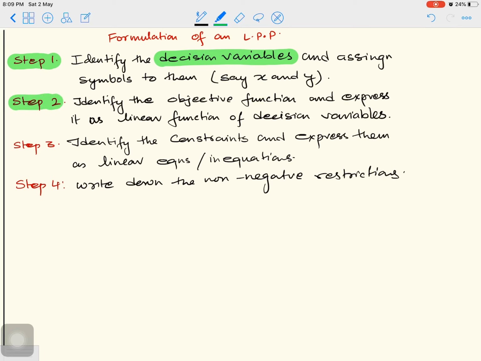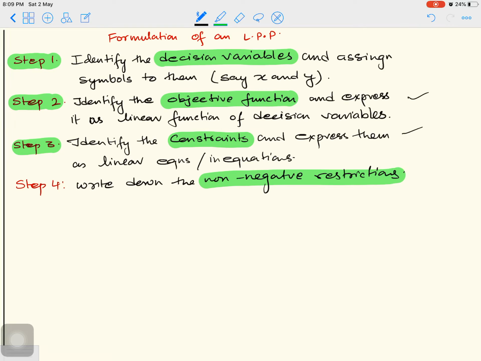Step 2 says identify the objective function and express it as a linear function of the decision variables. Objective function, you already know, an LPP always has an objective function. It has three parts. One is the objective function, very important. Step 3 says identify the constraints. The second part, the constraints, we have to identify and express as linear equations or inequations. And finally, write down the non-negative restrictions. So steps 2, 3, and 4 are the normal steps involved in an LPP, because an LPP will have an objective function, constraints, and a non-negative restriction.